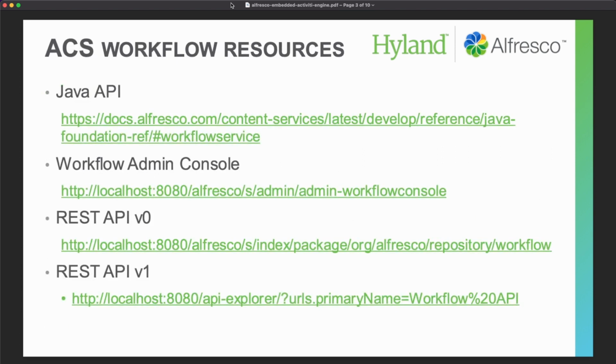But let's focus on the ACS, on the Embedded Activiti Engine, and the different resources you have in order to handle this kind of workflows. The first thing you can use is the Java API. So you have the workflow service and some other additional Spring Beans in order to interact with this workflow engine. You have also a UI, the Workflow Admin Console, that is available on the Alfresco repository. And then you have also a REST API.